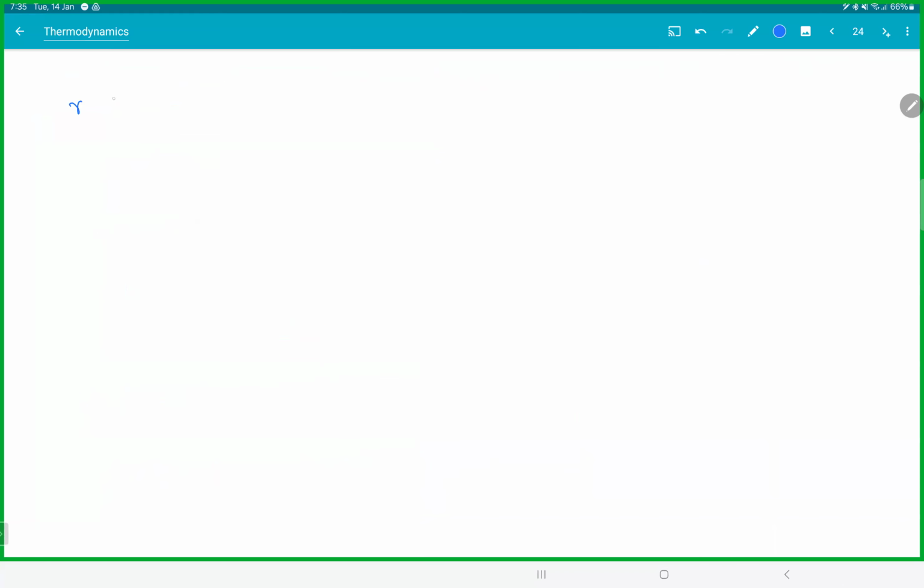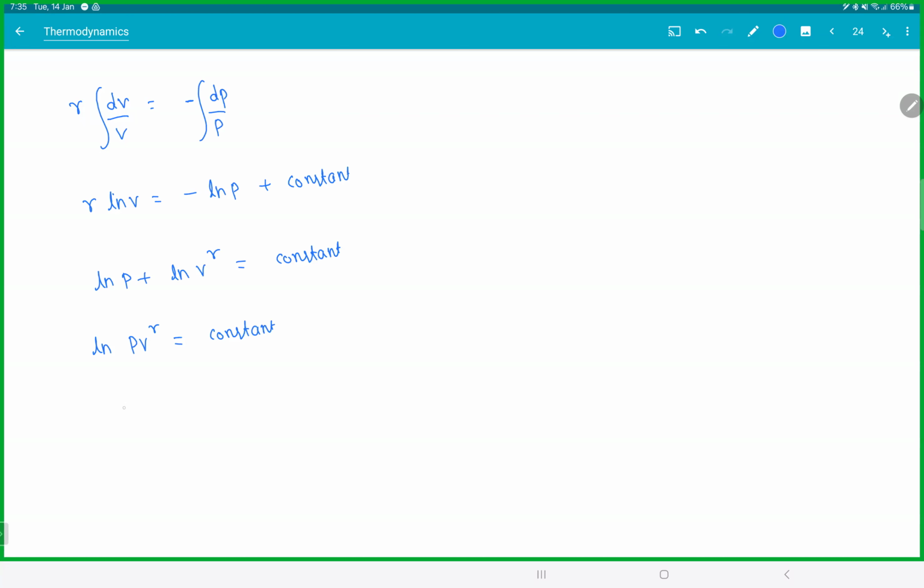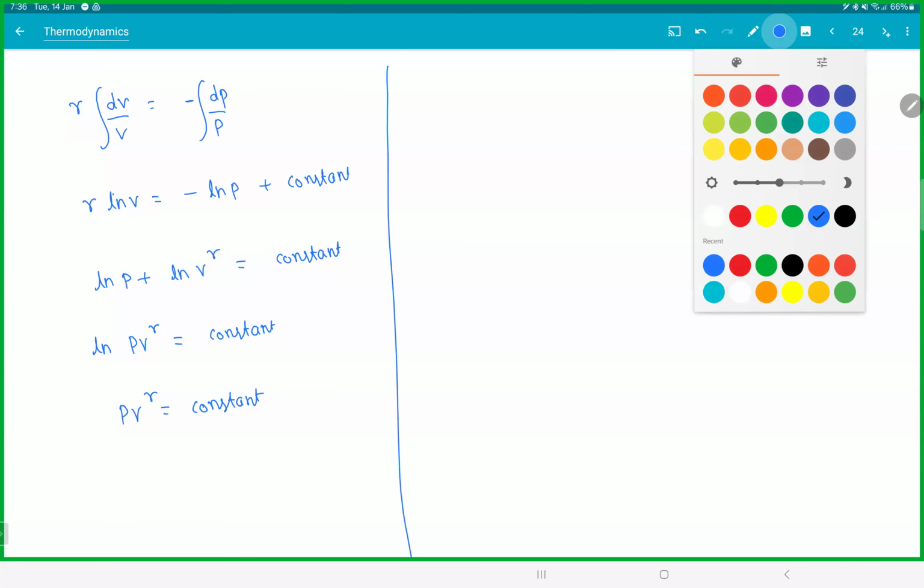So your equation is gamma dV by V equals minus dP by P. Integrate on both sides. You will end up with gamma ln V is minus ln P plus some constant. So this would be ln P plus ln V power gamma is constant, which is ln PV power gamma is constant. There. So we get PV power gamma is constant. So we derived it, you getting it? There was no given relation between P and V. We had to derive this. So these are the main stuff.